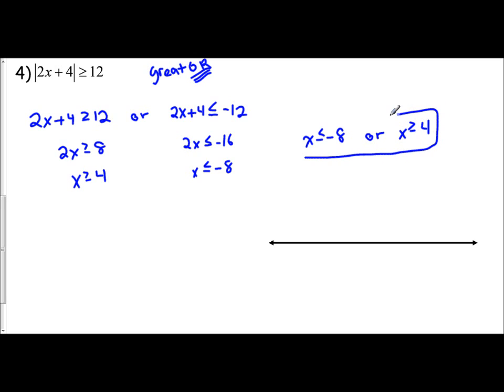So let's graph this on the number line below. So let's put a negative 8 value, and we'll go ahead and put a value of 4. The first says x is less than or equal to negative 8, so we have a closed circle on negative 8 with an arrow to the left. x is greater than or equal to 4 is a closed circle on 4 with an arrow to the right. So that is our example of absolute value inequality dealing with greater than. So we're going to examine two more examples.